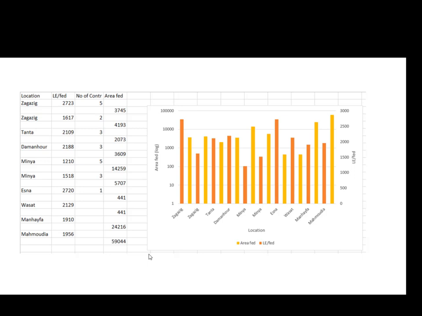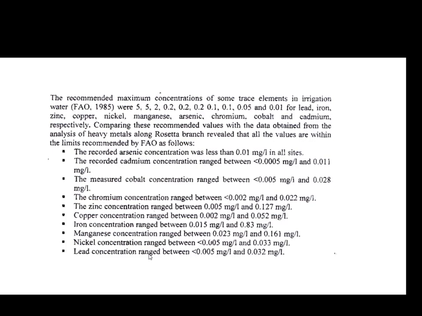This is another table that shows the same data, excluding the number of contracts. And because of the difference in orders of magnitude, I used a logarithmic scale for the area in Feddan and a secondary axis for the cost with normal scale, as you can see.